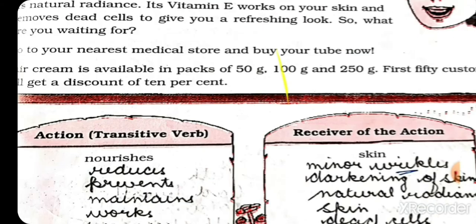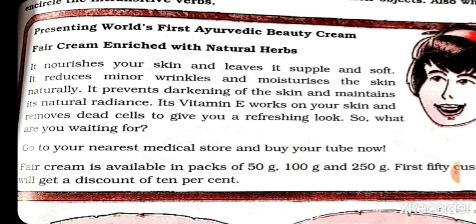Okay, students? Let's read it once again. It nourishes your skin. Nourishes, action. Skin, receiver. It reduces minor wrinkles. Reduces what, students? Minor wrinkles. Then, moisturizes the skin. Moisturizes what, student? Skin. It prevents darkening of the skin. Prevents what, student? Darkening. Maintains its natural radiance. Maintains what, students? Natural radiance. So students, like this, try to complete this worksheet.